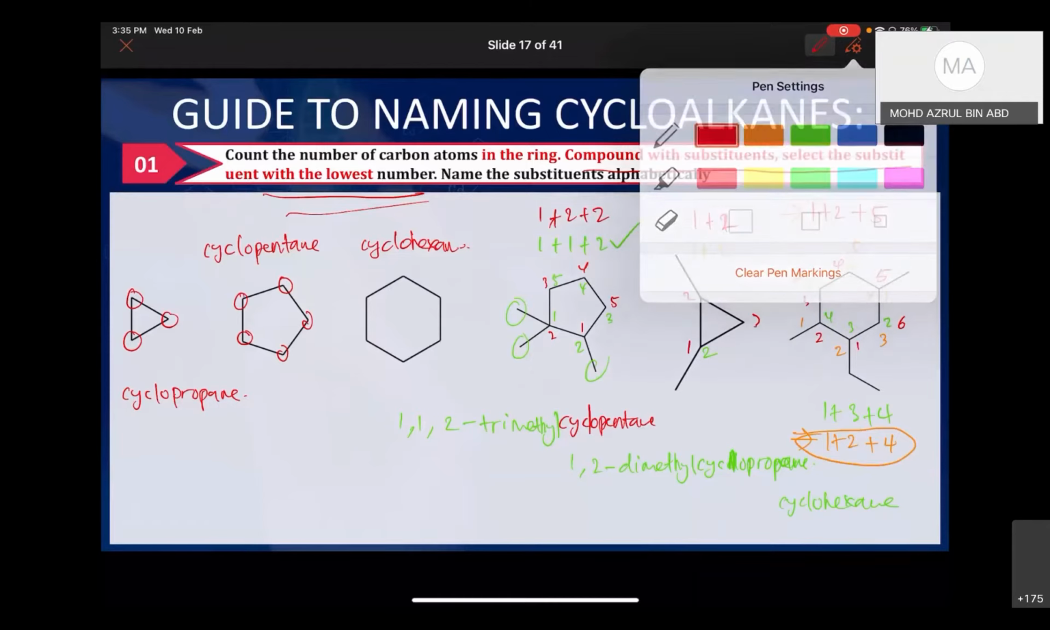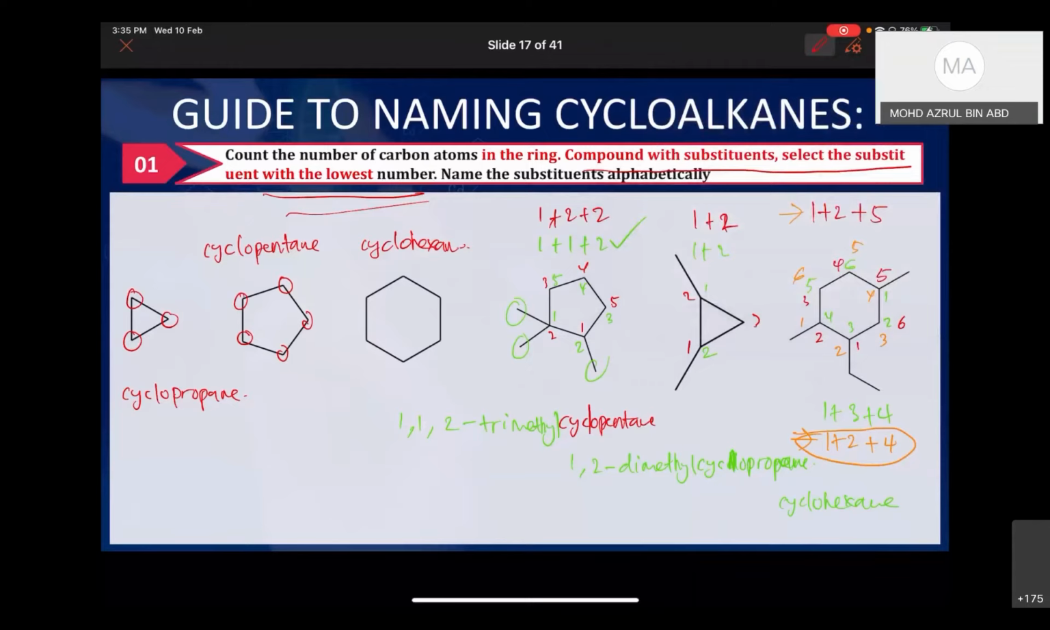So next we can complete the name of this compound. We have methyl here, 2 methyl, and then ethyl. So we can name it as 2-ethyl-1,4-dimethylcyclohexane. If you get a compound like this, you can try and error to find the lowest number of substituent. All right.